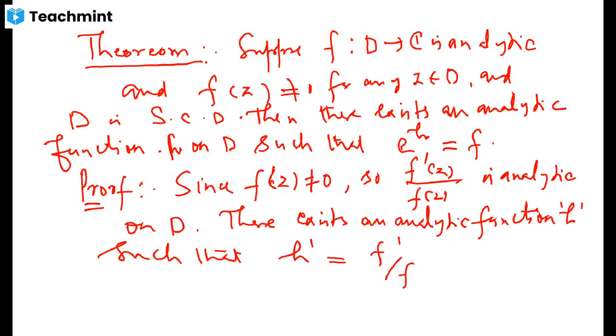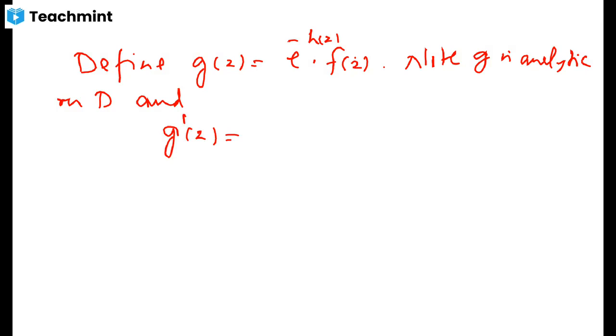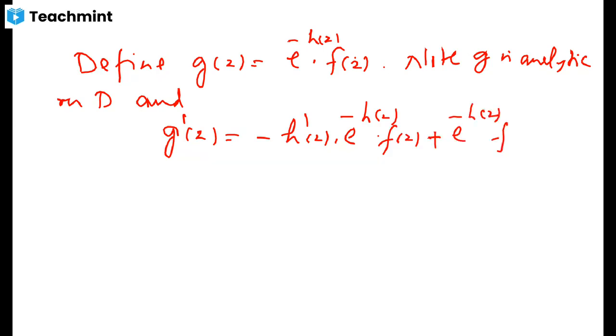Now keep this in mind, and let me define a function g of z equal to exponential of minus h times f. Actually I have to show that f is equal to exponential of h, but anyway, first note that this is a product of analytic functions, so g is analytic on the whole of the domain D. And what is its derivative? The derivative of g at z is minus the derivative of h at z into exponential of minus h z times f of z plus e to power minus h z times f prime z, using the product rule.